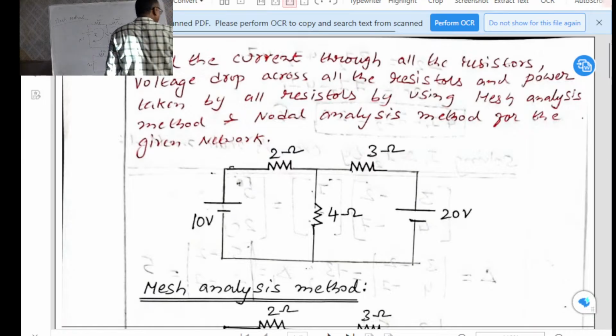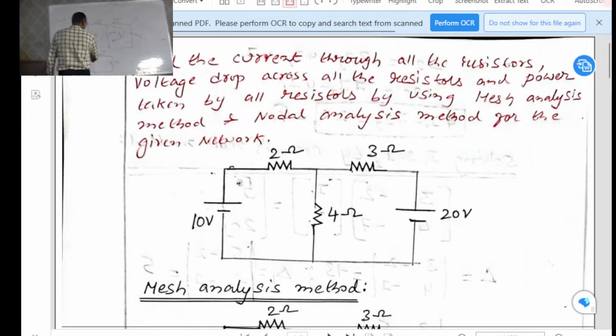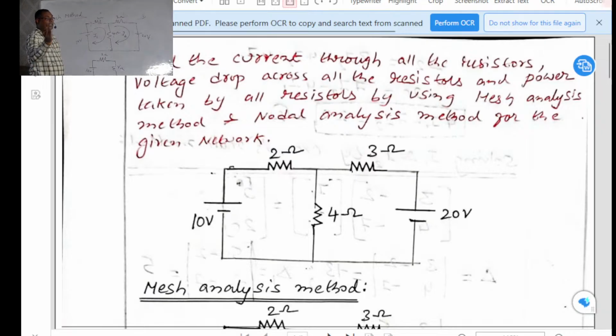We need the information first. First, it is clear that it is clockwise. Second, as I told you, starting and ending. Why are we taking starting and ending? We have to know whether it is plus 10 or minus 10. For that purpose, we have to take starting and ending.